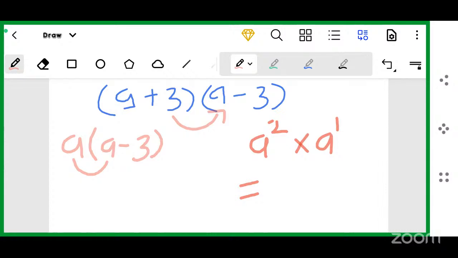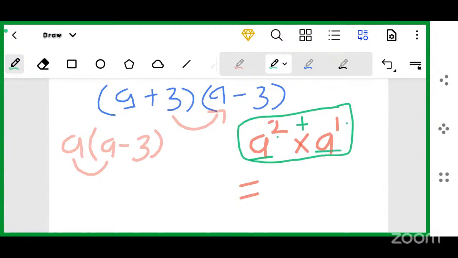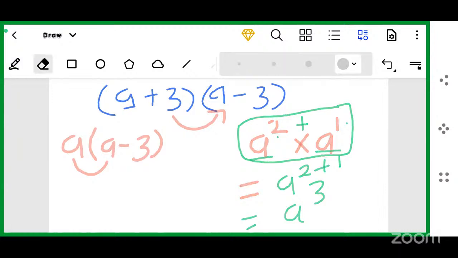So now you're going to apply the exponential rule, the one that says when you multiply the same base, you add the exponents, meaning that you're going to have your a, and you add your exponents. So it's more like a to the power of 2 plus 1, whereby you're going to get a, what is 2 plus 1? Ma'am, it's 3, ma'am. So you see.